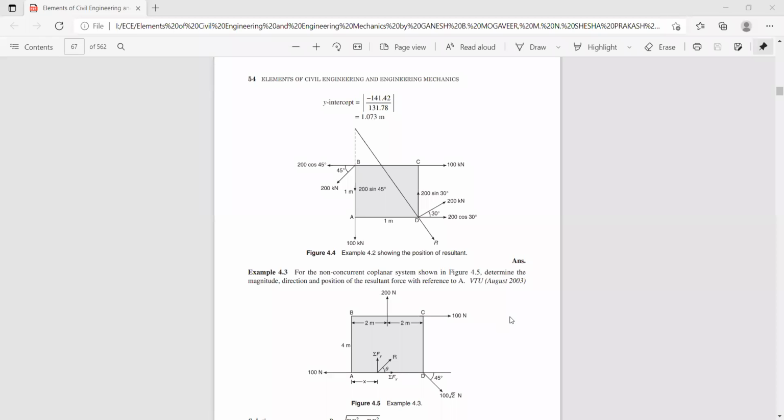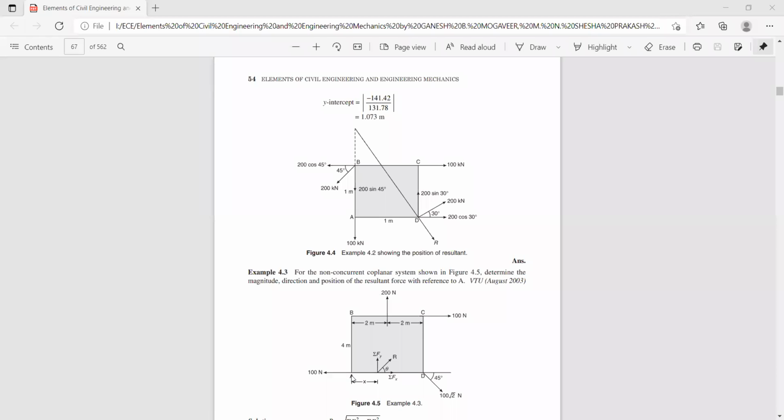Now, first find the sum of the horizontal components, that is, the forces which are parallel to the x-axis. At point A, you have a 100 Newton force acting in the negative direction along the x-axis, at point C you have a 100 Newton force, and at point D you have a force of 100 root 2 Newton, making an angle of 45 degrees with the horizontal axis. We have to find the sum of the horizontal components, that is, sigma Fx.